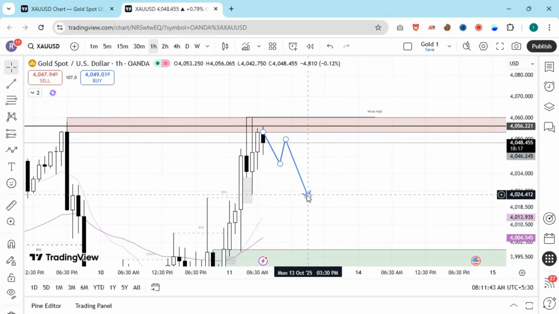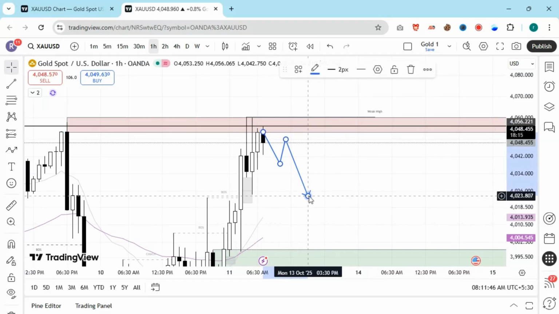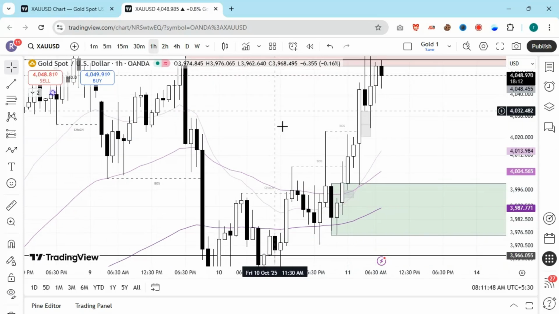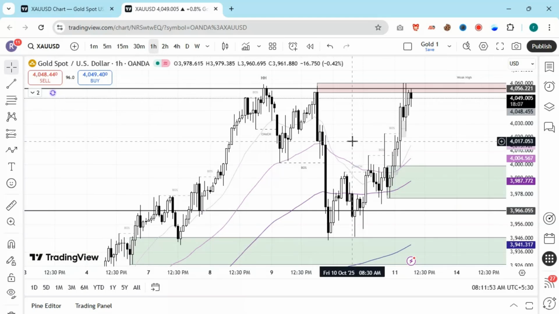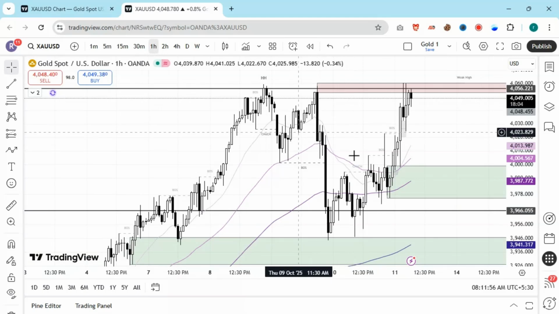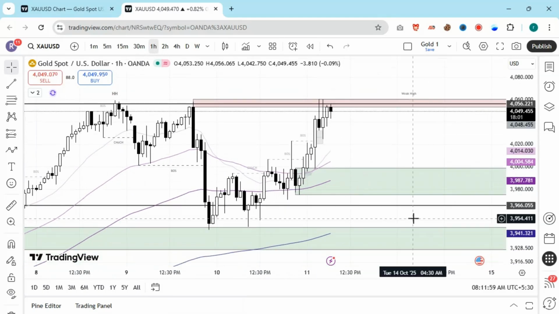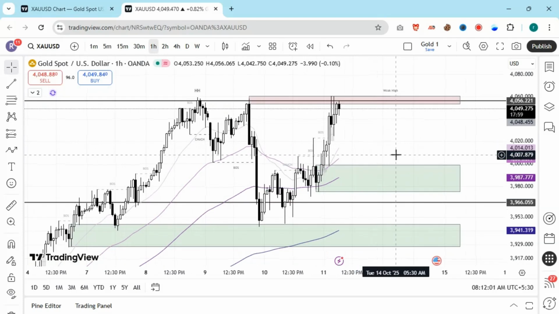I don't like to hold such sell trades for long because the price can move up at any time. You can see globally, all indications are still bullish. Okay, these are the things I wanted to mention in today's daily forecast.